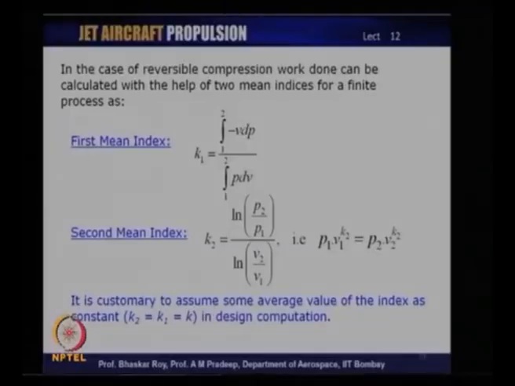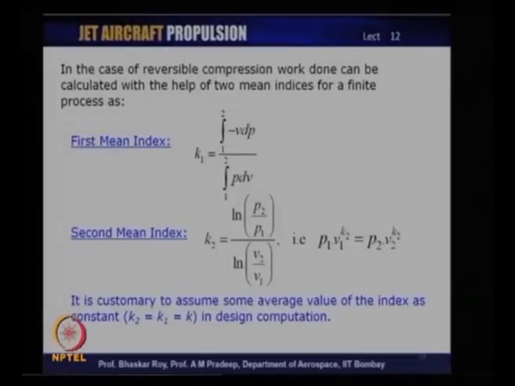There is another definition, and that is the second mean index, often referred to as K2, and that is defined as ln, that is natural logarithm, P2 by P1 divided by ln of V2 by V1. V of course is the specific volume, and this can be written down in terms of what is known as the polytropic relation, that is P1 V1 to the power K2 is equal to P2 V2 to the power K2, which means we can write for a compression process PV to the power K is equal to constant. So, that is another way of showing the polytropic process.